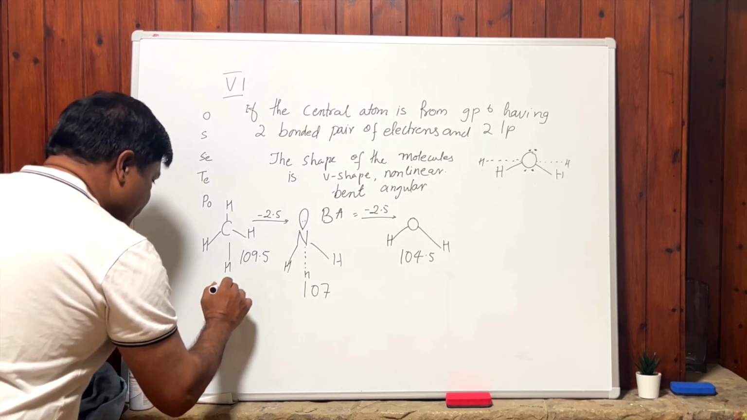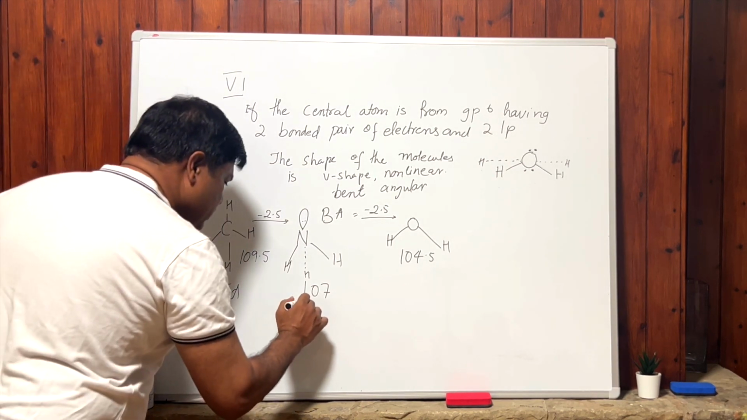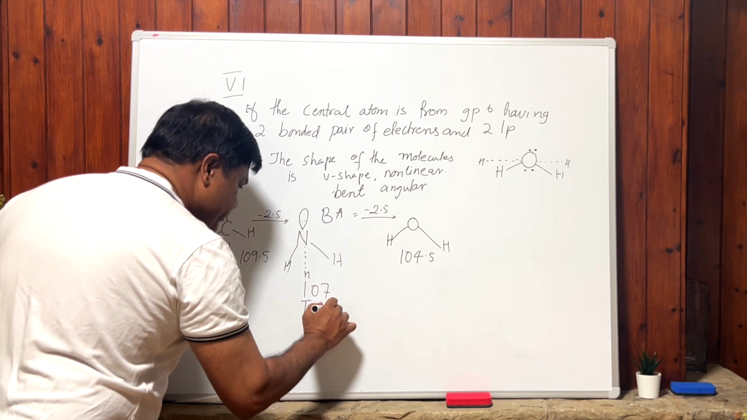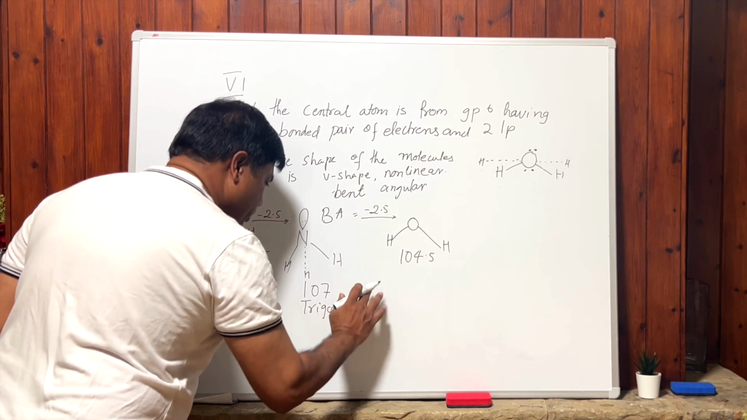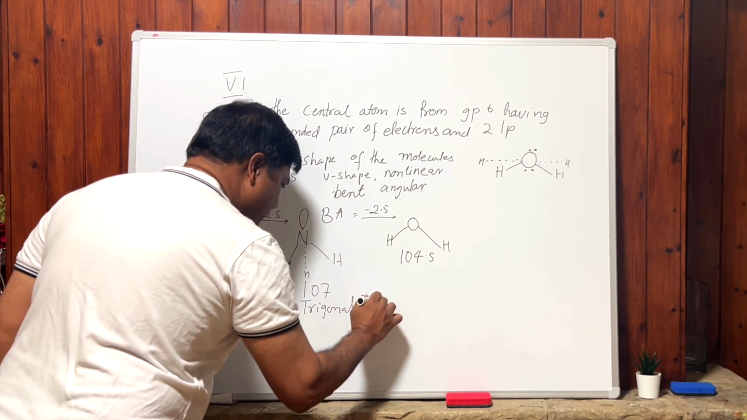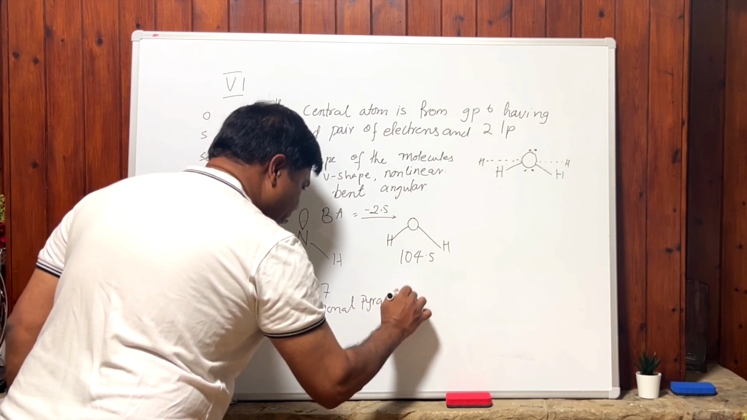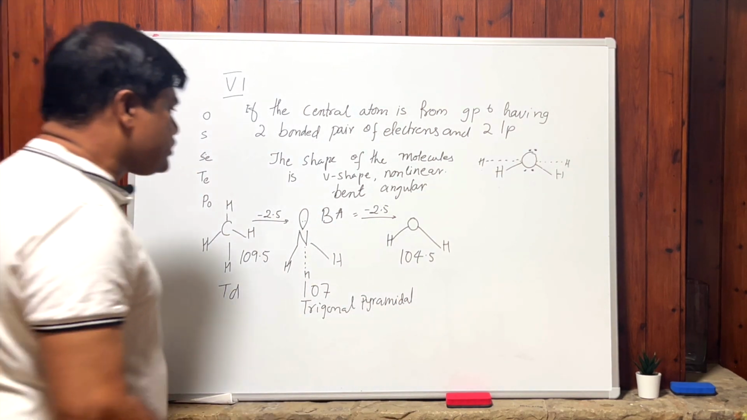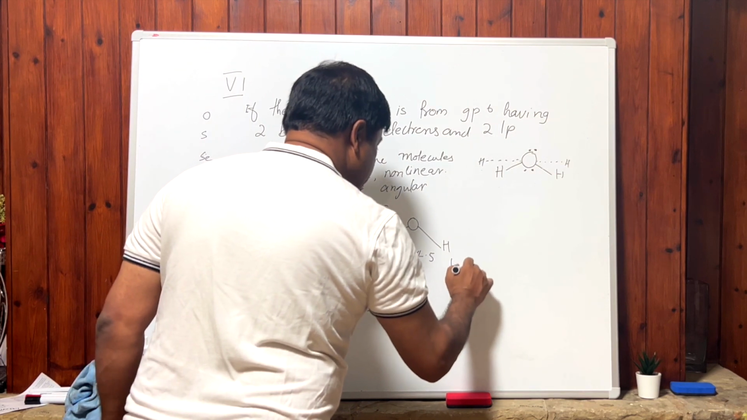No lone pair, perfectly tetrahedral. This is tetrahedral, and this is trigonal pyramidal. We will do bipyramidal later on. And this is non-linear, bent.